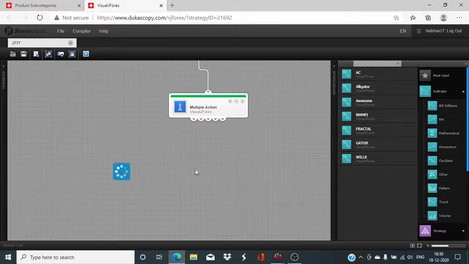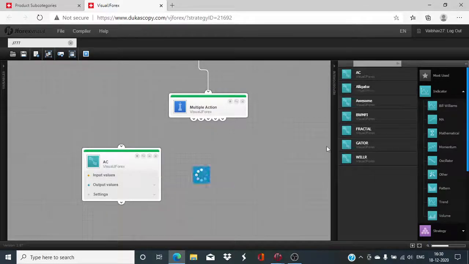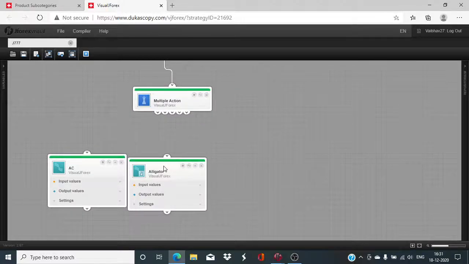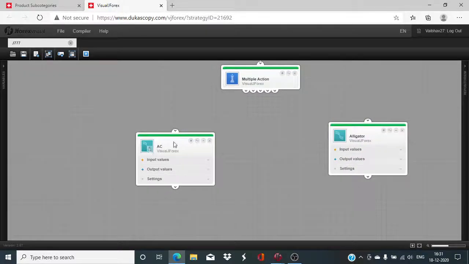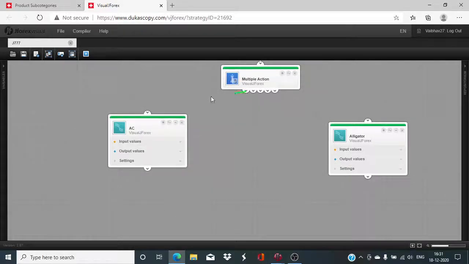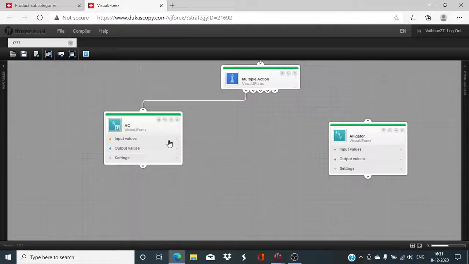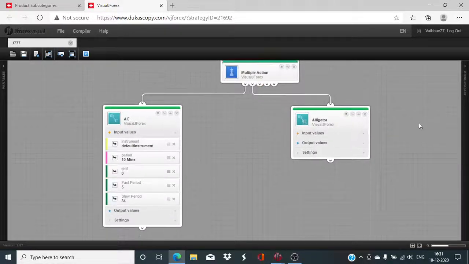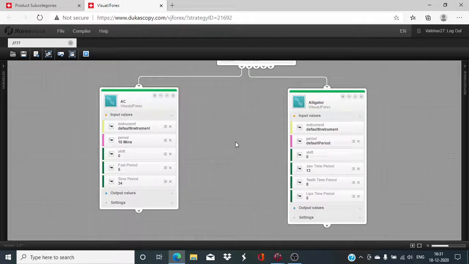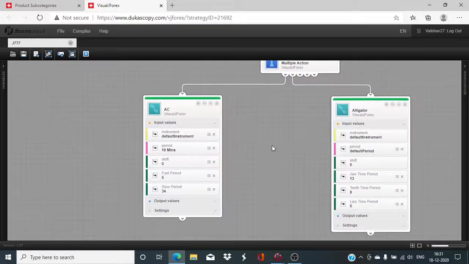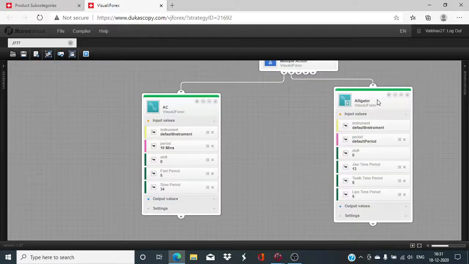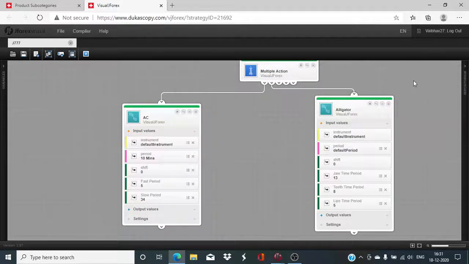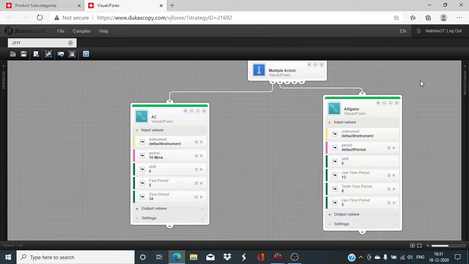So for example, let us take AC and alligator, any random indicators, no particular choice in that. Now, let's say we want to design one setup using the acceleration deceleration indicator and another setup with the help of the alligator indicator. This is a bare bone structure. We are not really looking into the total functioning or efficacy of any particular setup. I just wanted to give you an idea how you can utilize this multiple action block.